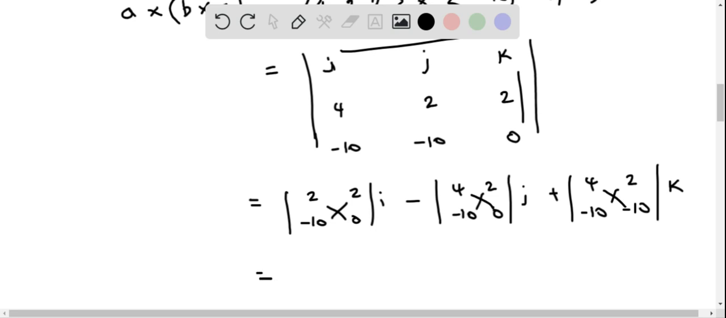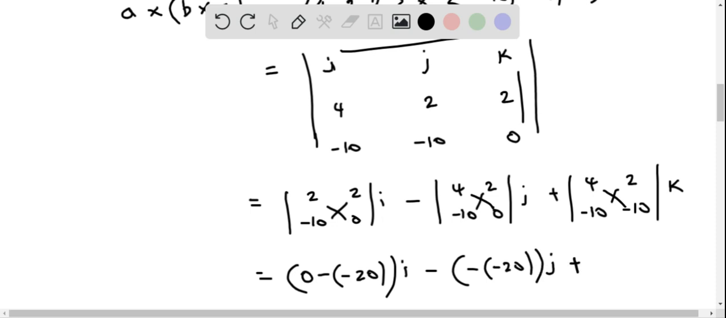So let's do the first. 2 times 0 is 0. Negative 10 times 2, but this has to be negative. So 2 times negative 10 is negative 20, but okay, we will put negative 20 here. And this has to be multiplied with i: minus 4 times 0 is 0, and minus 2 times negative 10 is negative 20. This is j: plus 4 times negative 10 is negative 40, and then minus 2 times negative 10 is negative 20, times k.